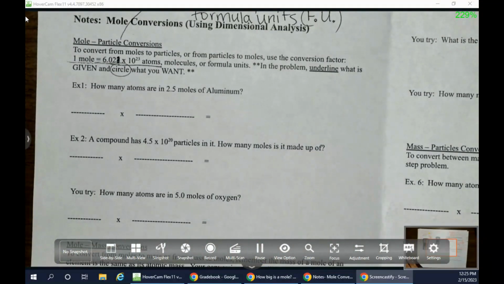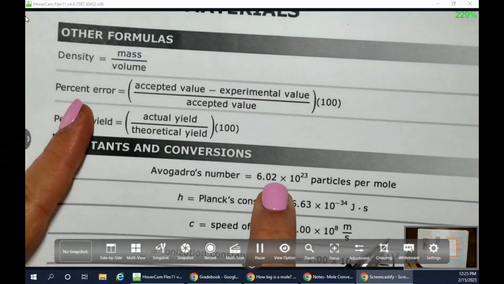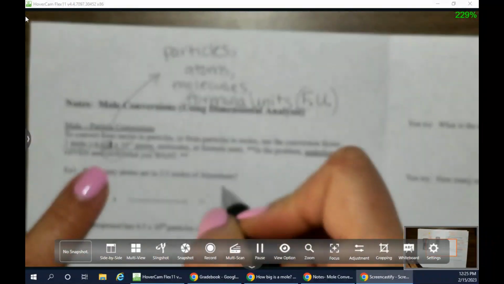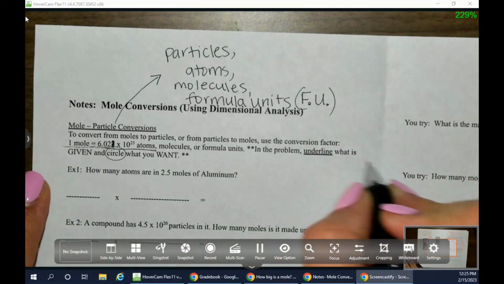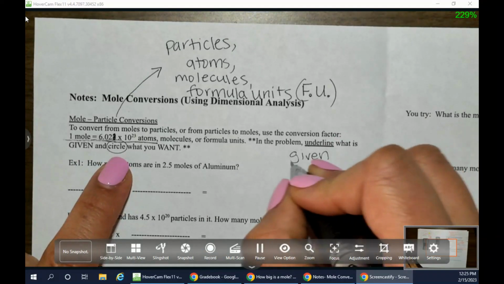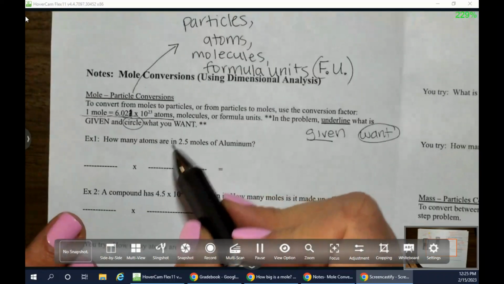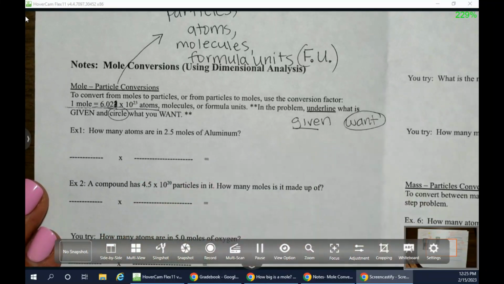In the formula chart that you have next to you, Avogadro's number only goes to the first 2. So we're going to be using that, which is equal to 1 mole. In the problem, I want you to underline what you are given and circle what you are wanting. Underline whatever is given to you, and circle whatever you are looking for. For example: how many atoms are in 2.5 moles of aluminum?